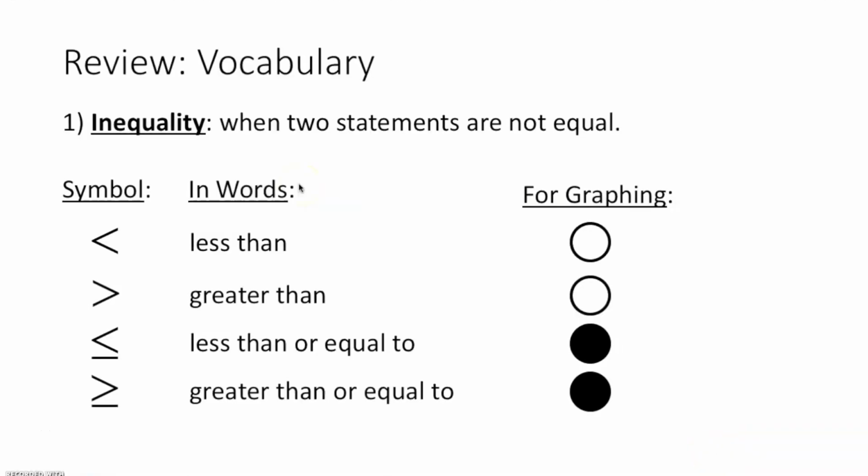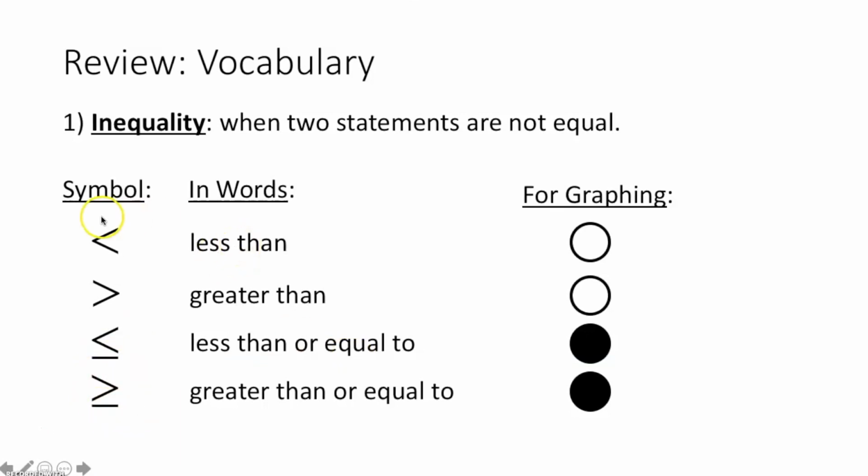The first vocabulary term is an inequality, and that's when two statements are not equal. So you're going to have two expressions, and instead of having an equal sign in between them, you're going to have one of these symbols, and that's going to tell you which expression is less than, greater than, less than or equal to, or greater than or equal to the other one.